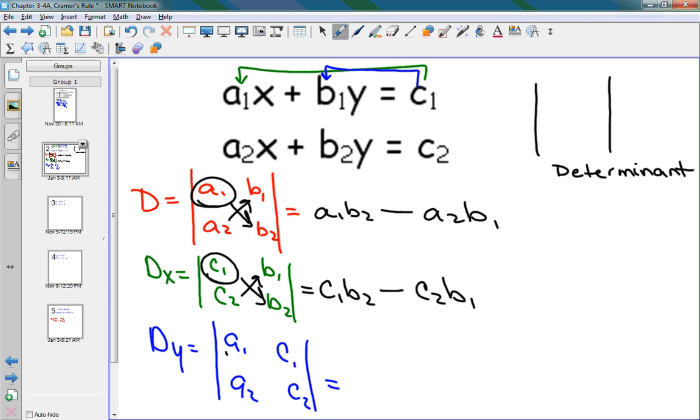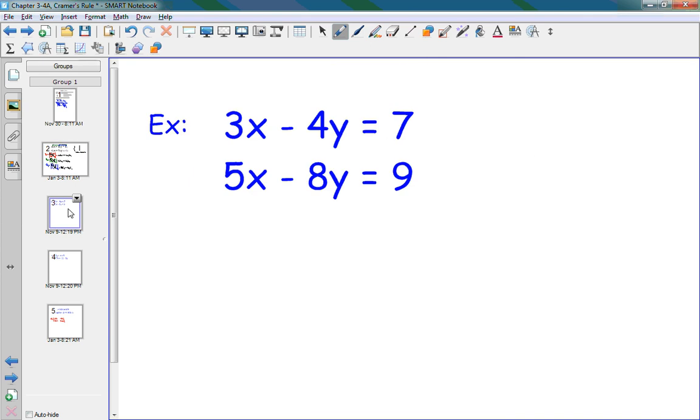How do we calculate a determinant? Starting at the top left, cross multiply, A1 times C2. What goes next, always and forever? Subtract. And then that's going to be A2 times C1, sorry. Now again, what type of values are these going to be? Numerical values. Now let's hop in and actually do this.